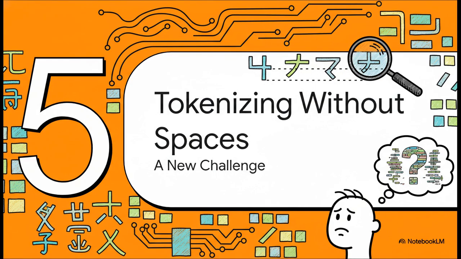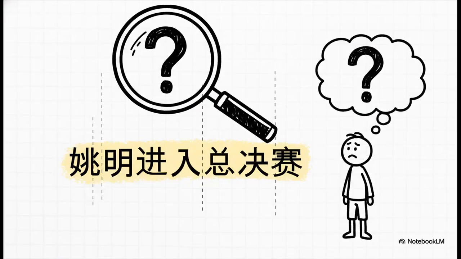Okay, let's really throw a wrench in the works. How in the world would any of this work for languages that don't even use spaces between words? Take this sentence in Chinese. There are no spaces to guide us. None. So how is a computer supposed to know where one word ends and the next one begins? The whole idea of what a word even is suddenly becomes really fuzzy.